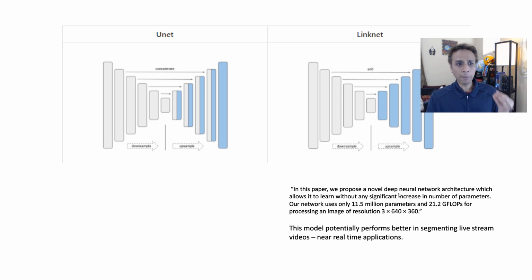They propose this deep neural network. Why did they do this? I think the primary goal is to allow it to learn without any significant increase in the number of parameters. They don't want to scale things up, because as you go deeper and make the networks complex, the number of parameters increases. They say they have 11.5 million parameters, and this is supposed to be efficient. It potentially performs better in segmenting live stream videos, especially if you want to deploy this on embedded systems.